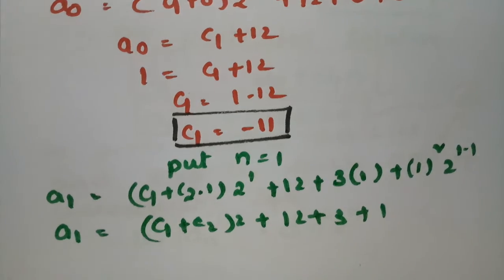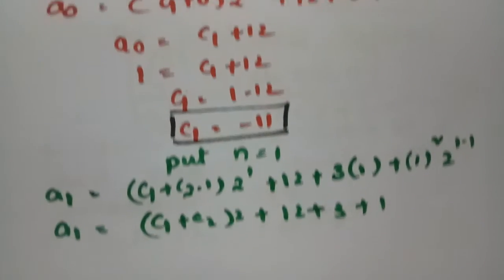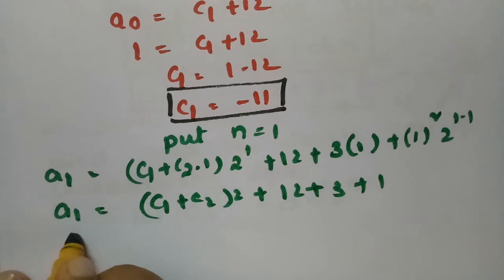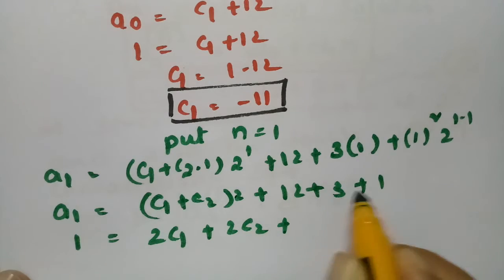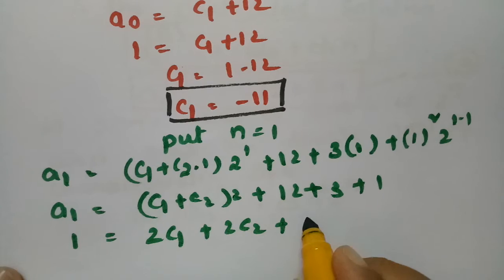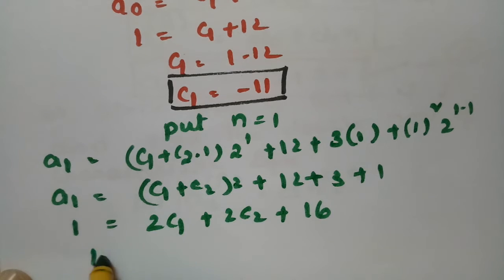So this will be 1. So what is the A1 value? A1 is equal to 1. If I substitute here, this will be 1 is equal to 2C1. If I multiply, this is 2C2, and this is 15 plus 1. This value is 16, or else we can cancel. So this is 16. If I send it to the other side, this is 1 minus 16.